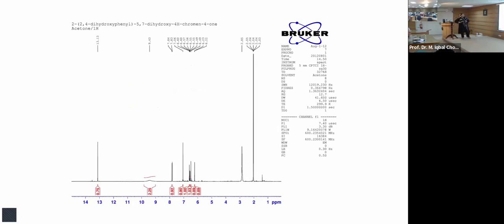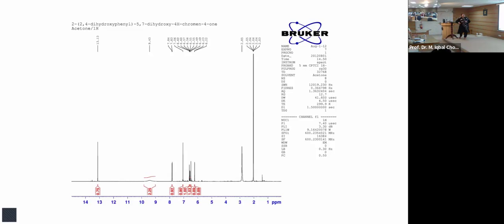And what is the frequency at which the proton NMR was recorded? Now you know the structure, now you have to interpret. 600 megahertz. Here it is written 600 SF01. So this is 600 megahertz.